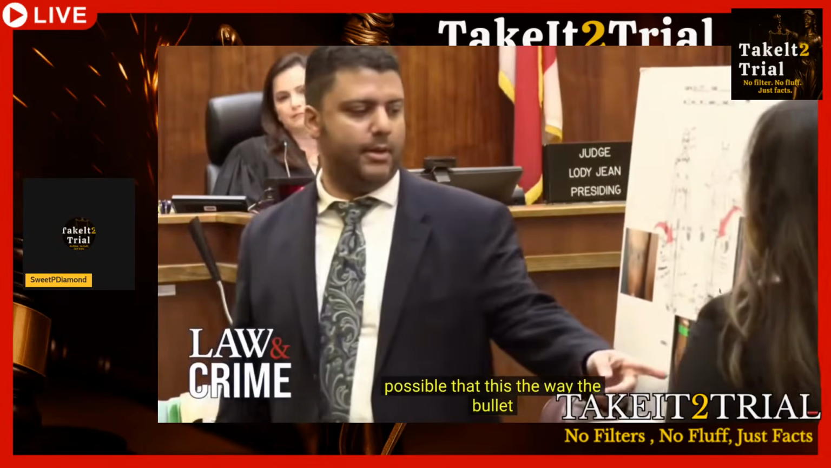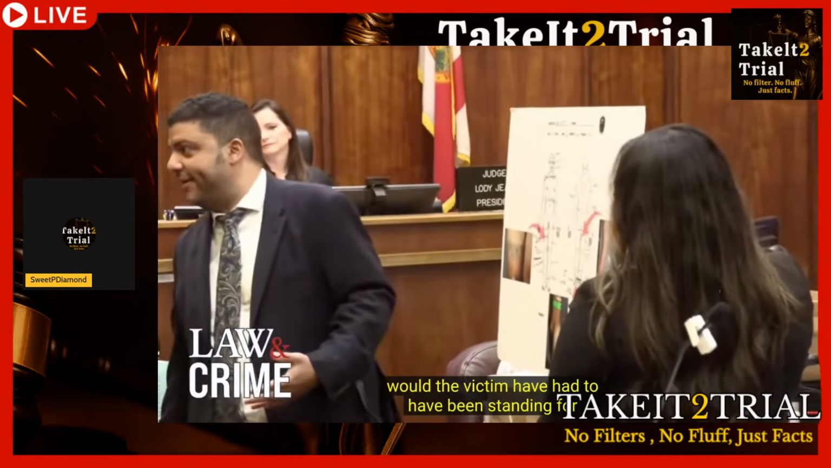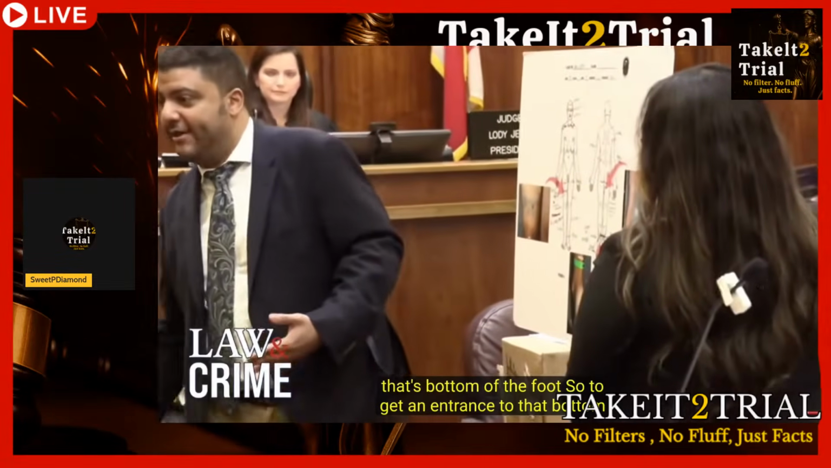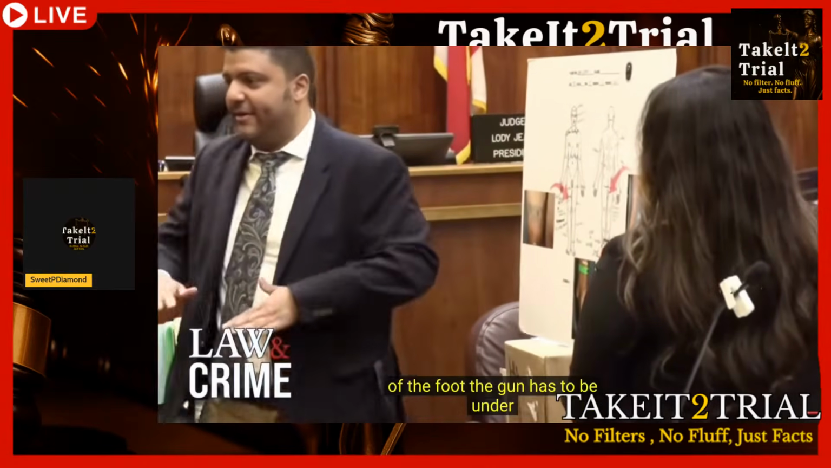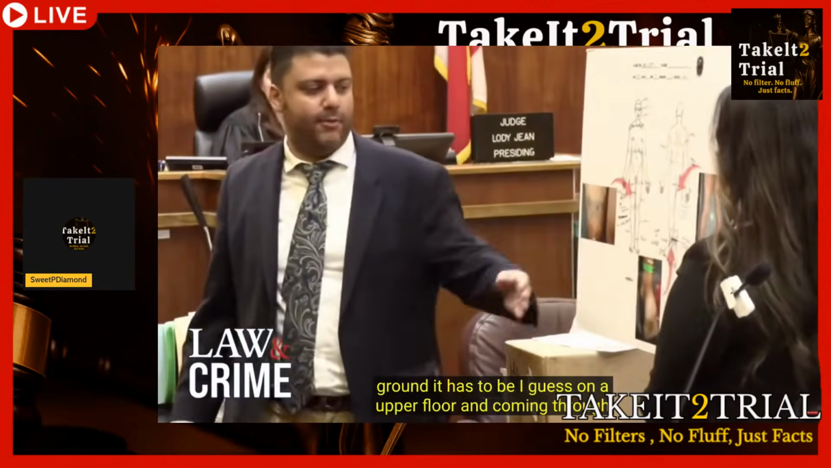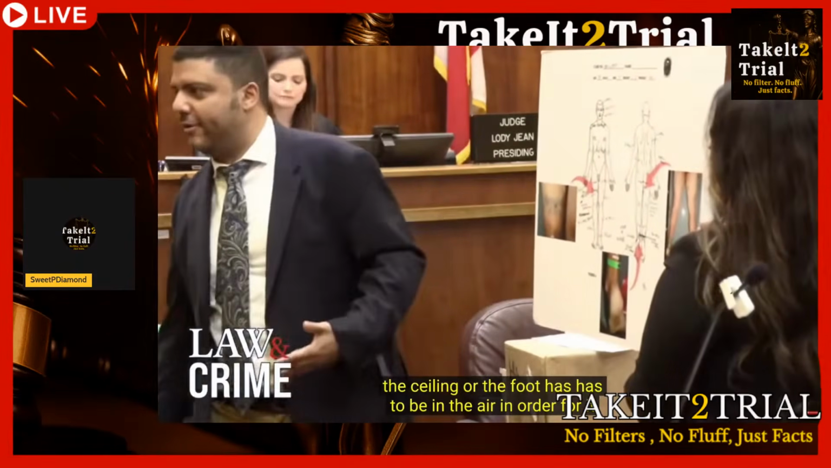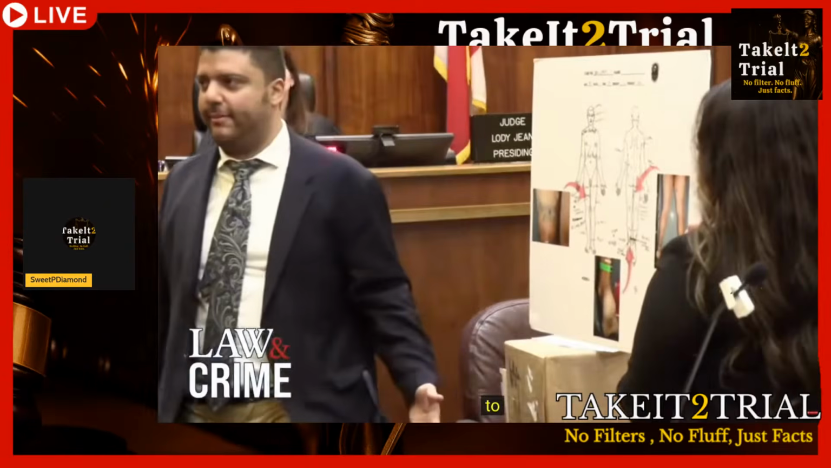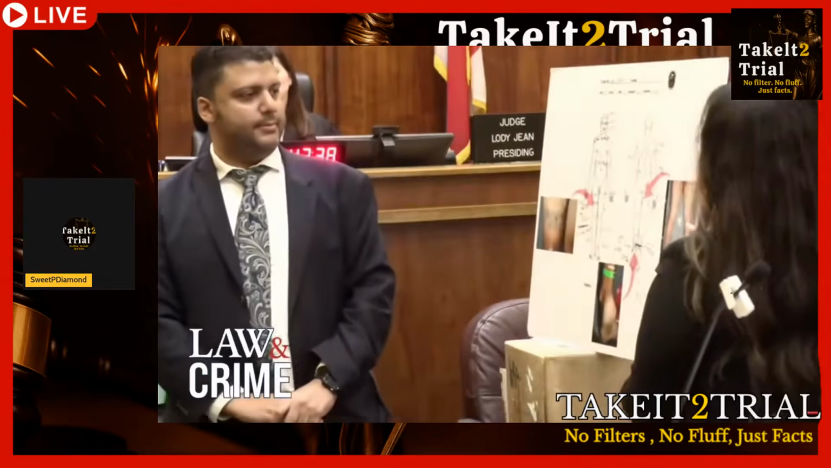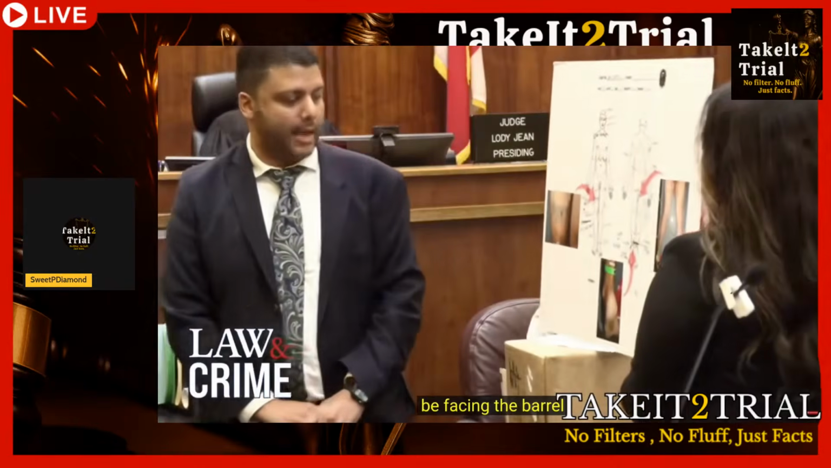From the bottom of the foot. Yes, so that's the bottom of the foot. To get an entrance wound on the bottom of the foot, the gun has to be under the foot. So if the foot is on the ground, the gun would have to be on an upper floor and coming through the ceiling, or the foot has to be in the air. Since that scenario doesn't really make sense, the left foot needs to be up in the air in order to be facing the barrel of the gun. Could that be consistent with the victim trying to run, with his foot up? Yes.